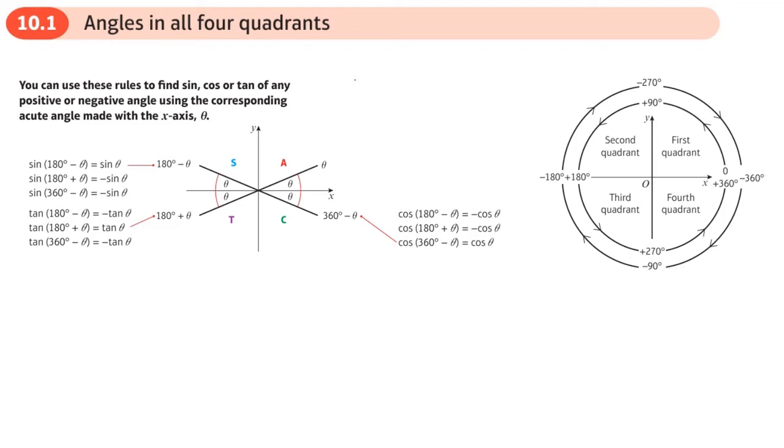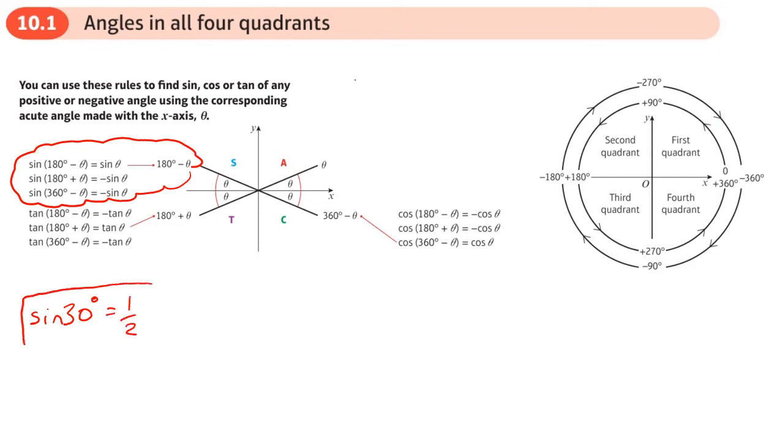So let's start with sine over here. What's all of this telling us? Okay, so what was sine 30 again? Sine 30 was a half. Okay, now let's have a look at this part of the CAST diagram here. Theta, I'm going to call theta 30 degrees.